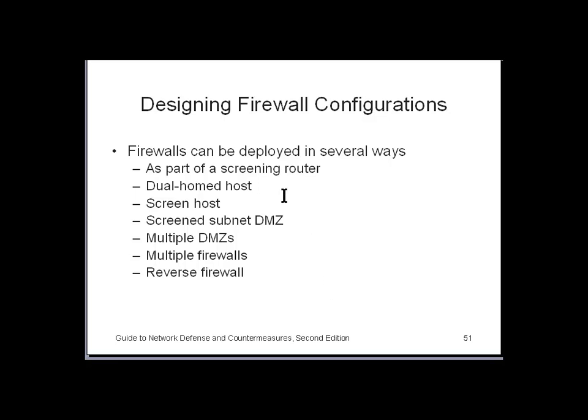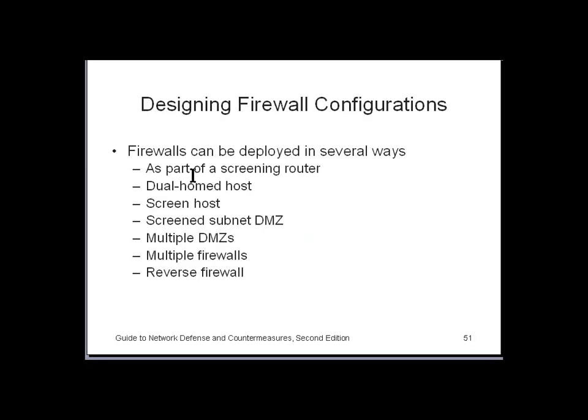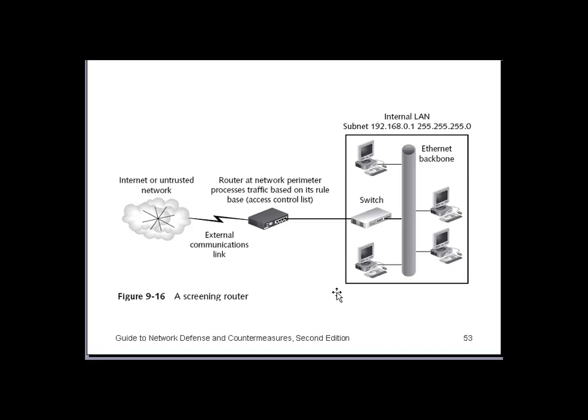We can look at a screening router, dual home host, screened subnet, multiple DMZs, multiple firewalls, and a reverse firewall. This looks like it's going from the simplest to the most complicated. So a screening router determines whether to allow or deny packets based on their source and destination IP addresses or other information in their headers. It doesn't stop many attacks. If we want to look at what this looks like right in here, most of what you use at your house probably looks something like that. So this is like a screening router packet filter. It just comes in, and the source IP address, destination IP address and port are used to screen.